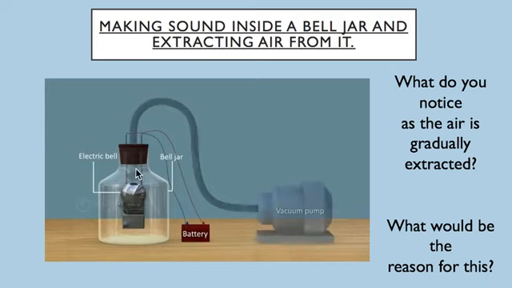And then inside that you've got an electric bell, which is hanging up here, linked to a battery. So we could switch this bell on, and then with the vacuum pump we could pump the air out to make a vacuum inside here. I'd like you to think about this: what do you notice as the air is gradually extracted, and why do you think that might be?